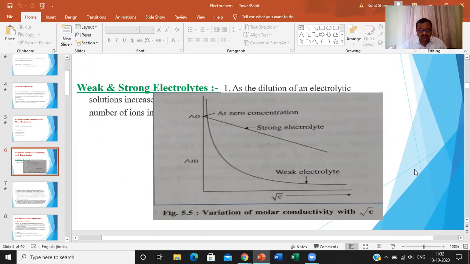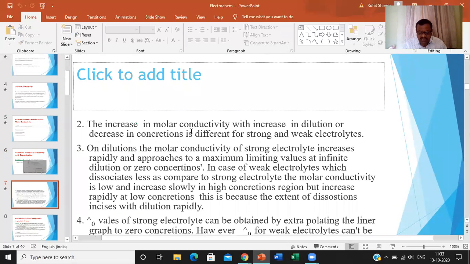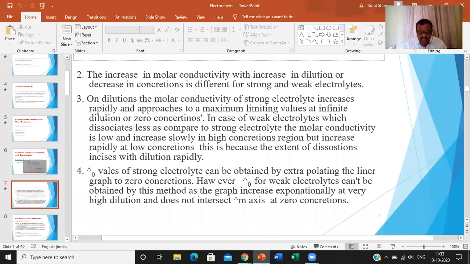So when we plot a graph of molar conductivity against the concentration, the nature of the graph is parabolic, and we can have two types of electrolytes, that is strong electrolytes and weak electrolytes. The increase in molar conductivity with increase in dilution or decrease in concentration is different for strong electrolytes and weak electrolytes.